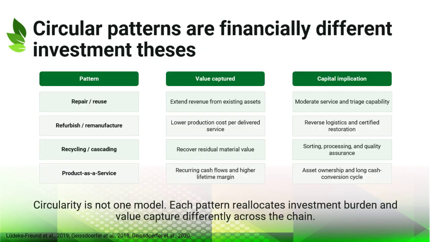This table makes the investment logic more concrete. Repair and reuse can extend revenue from existing assets, but they require service capacity, inspection, and triage. Refurbishment and remanufacturing can lower production cost per delivered service, yet they need reverse logistics and certified restoration capabilities. Recycling and cascading recover residual material value, but sorting, processing, and quality assurance become essential.